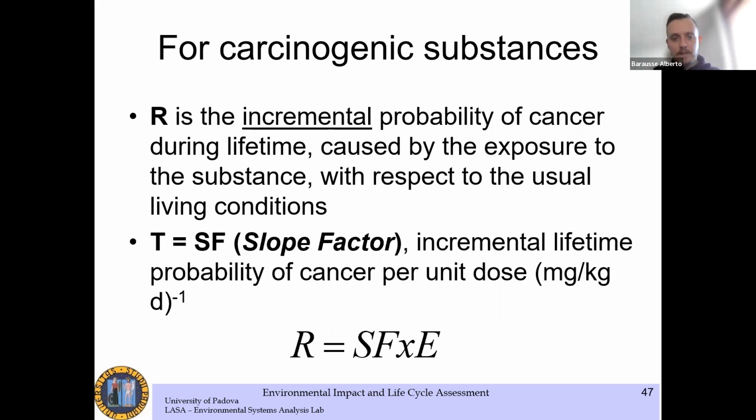So to quantify toxicity of carcinogenic substances, you speak about incremental probability of cancer. So R here is the incremental probability of cancer during lifetime caused by the exposure to the carcinogenic substance. Incremental means above the background level of cancer due to other causes in the population. And then that incremental probability is the product of exposure by a slope factor, SF. So any non-zero exposure will generate an incremental probability of cancer. If you think about this definition, there is no threshold.